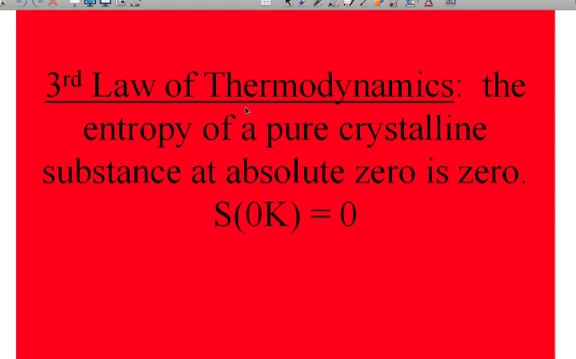The third law of thermodynamics: the entropy of a pure crystalline solid at absolute zero is zero. Absolute zero is a theory. It's never been proven before, but it's been very, very close. That is that at this temperature, 0 Kelvin, everything stops moving. There would be absolutely no movement, no translational, vibrational, or rotational whatsoever, and therefore the entropy would be 0.